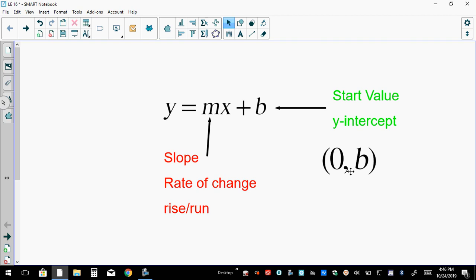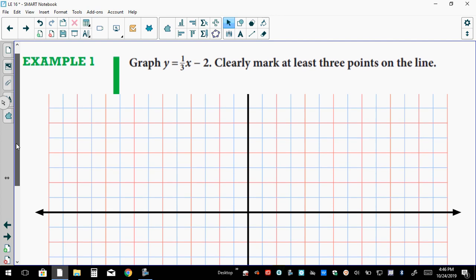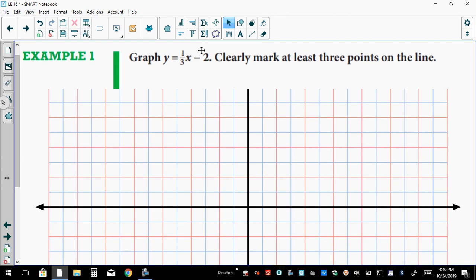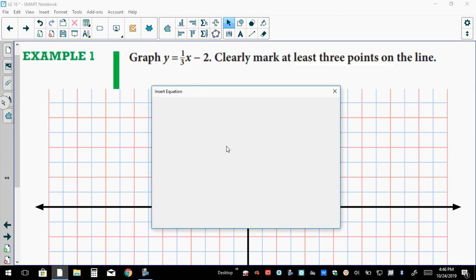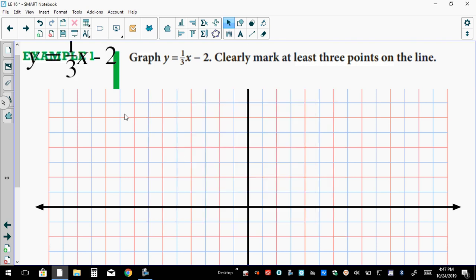So knowing some of these parts, let's go ahead and take an equation and graph it and see how it all works. Right here in example 1, we have y equals 1/3 x minus 2, and it says clearly mark at least 3 points on the line. Then we're going to graph it, right? We're going to make a line. First thing I'm going to do is rewrite this equation down here so we can see it a little bit better. Y equals 1/3 x minus 2.